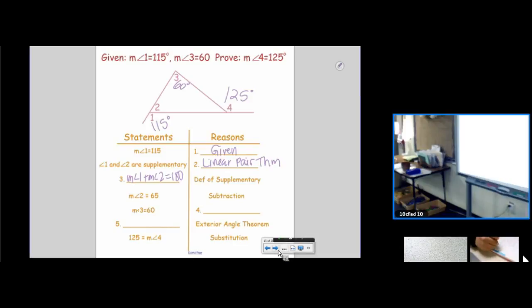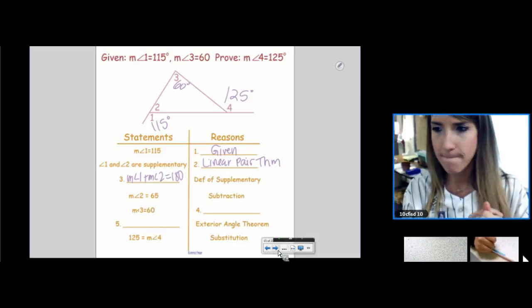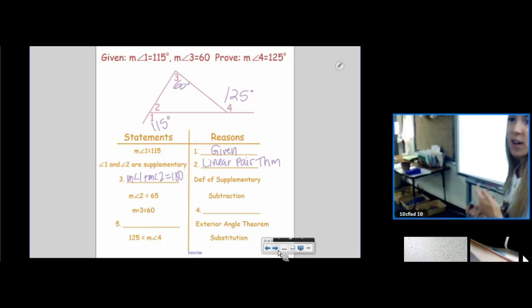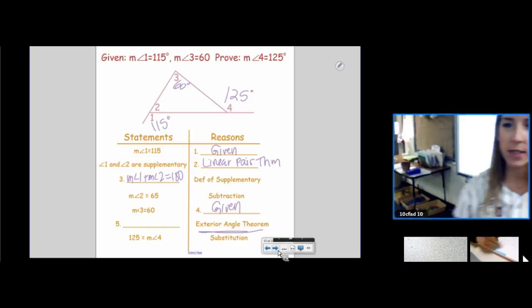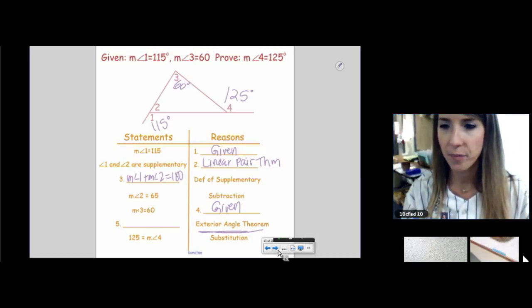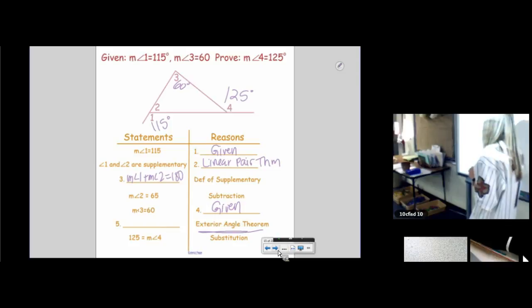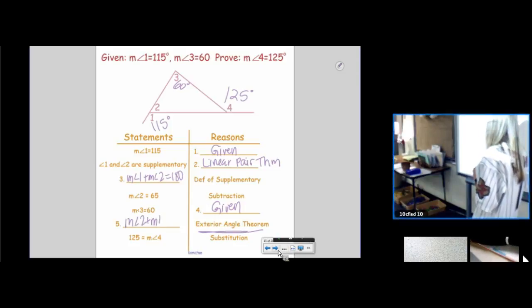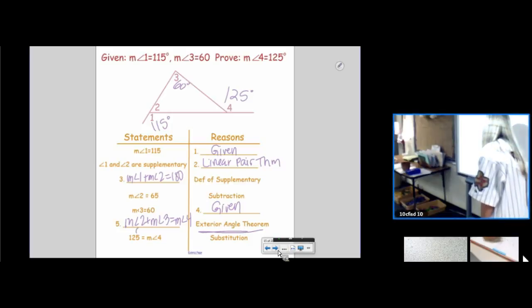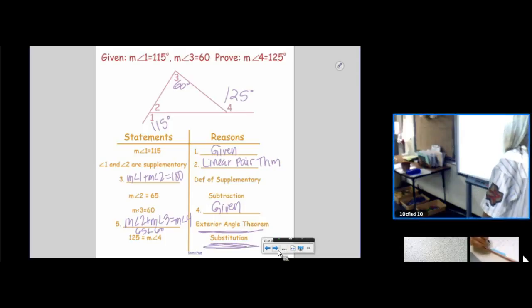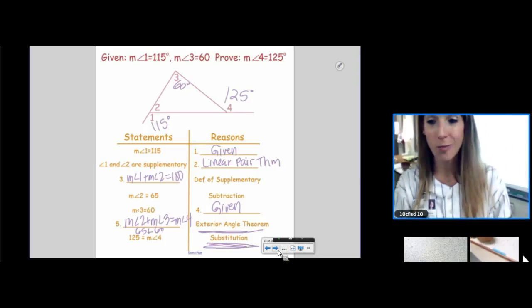The measure of angle 3 is 60. Why is the measure of angle 3 60? Given. Ooh, now we want to say something, and we want to use the exterior angle theorem. What should we say? The measure of angle 2 plus the measure of angle 3 equals the measure of angle 4. And then if we substitute in everything that we know, angle 2, let's sub in 65. Angle 3, let's sub in 60. So by substitution, the measure of angle 4 is 125.